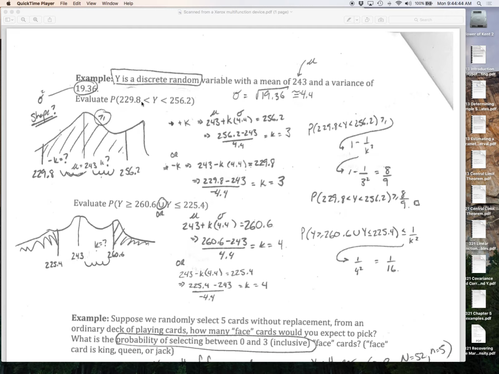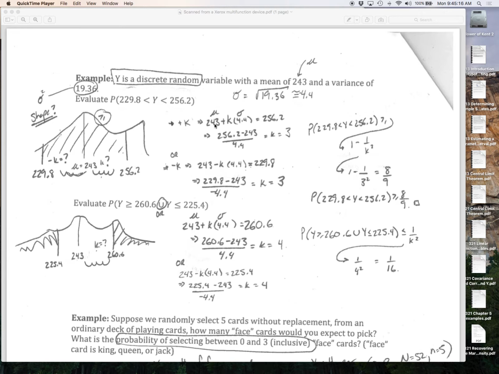Again, we don't know what shape it is. No idea. I've just drawn it like this. I do know the middle, the expected value, is 243, and I'm looking for the area in between these two points here. So what I want to know first is how many standard deviations away is this number from this number. How many times do I jump to get there? Or how many times do I jump backwards to here?